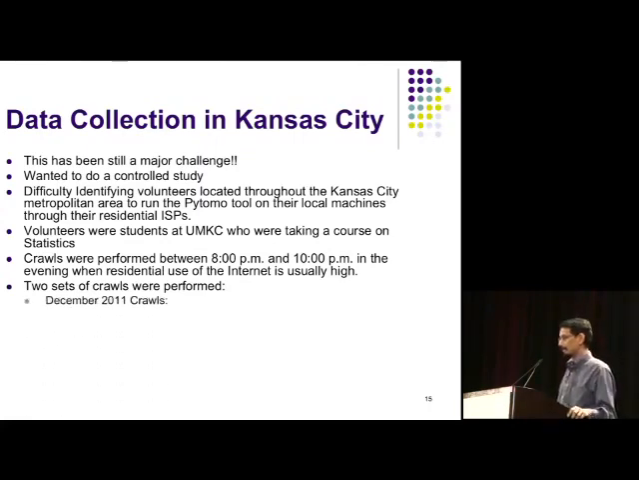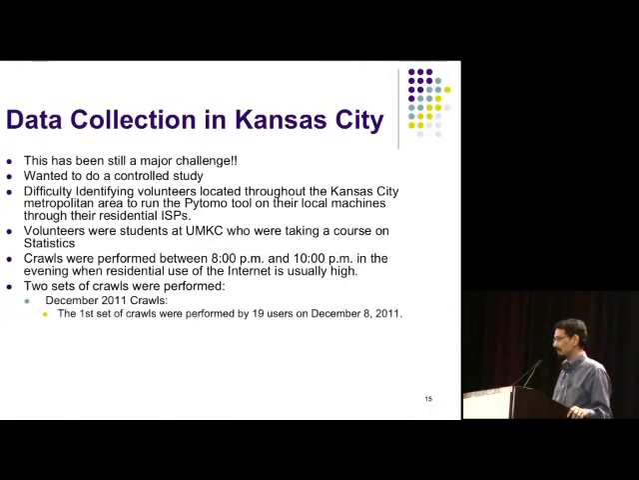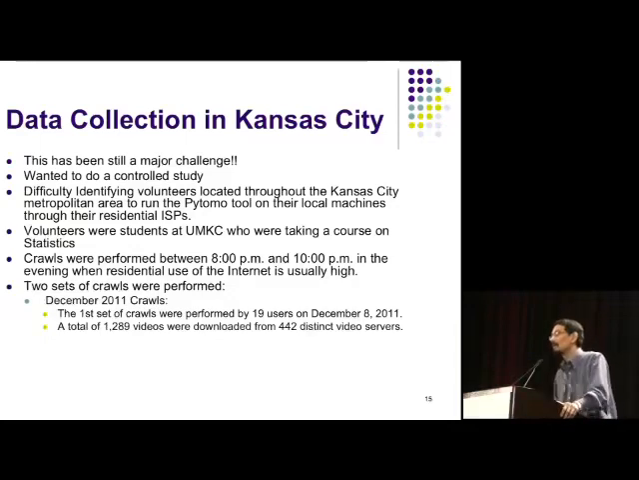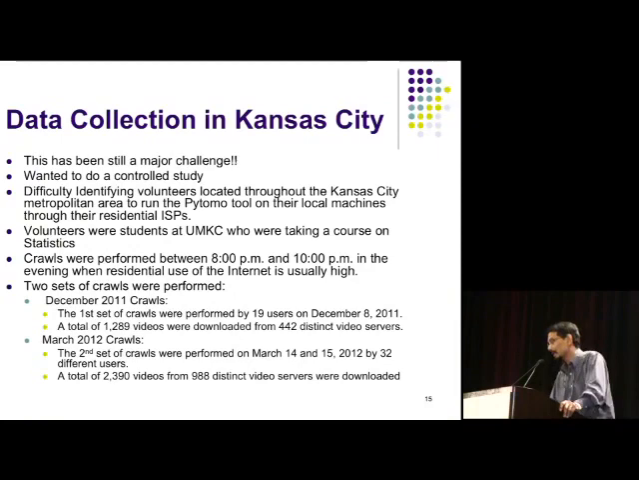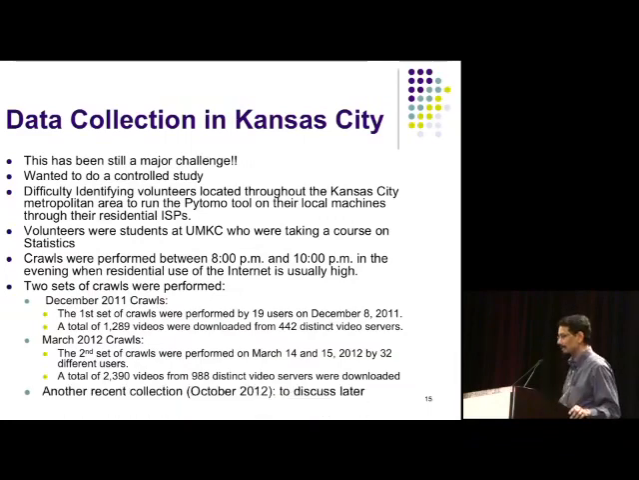For the December run, we collected data for about 1,300 videos. We found over 400 distinct video servers from which these were served for this number of users. For the March collection, we had a longer run, with about 2,400 videos from about 1,000 different video servers. By video servers here, I mean the unique domain name ID of the video servers. Obviously, some of them are located in a particular physical location; I'm going to talk about that in a second.